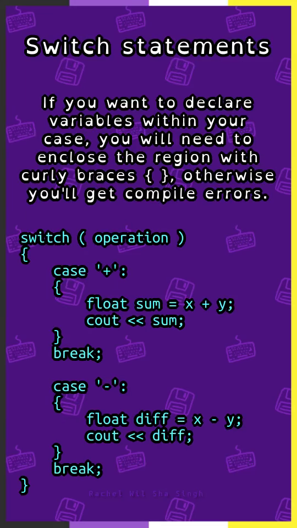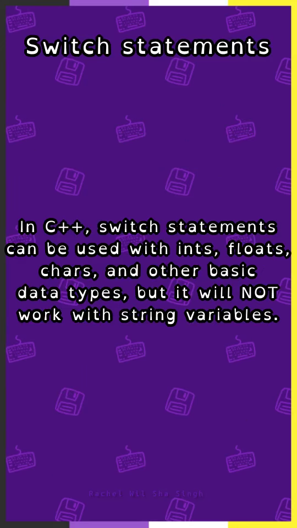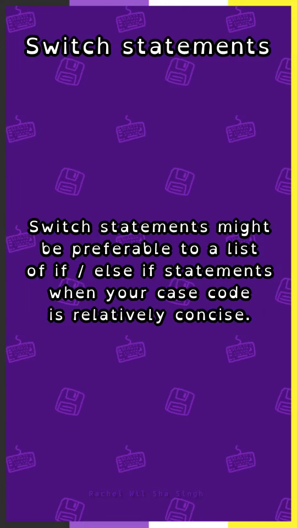If you want to declare variables within your case, you will need to enclose the region with curly braces. Otherwise, you'll get compile errors. So for instance, switch operation, case plus sign, open curly brace, float sum equals x plus y, cout sum, end curly brace, break. In C++, switch statements can be used with ints, floats, chars, and other basic data types, but it will not work with string variables. Switch statements might be preferable to a list of if-else-if statements when your case code is relatively concise.